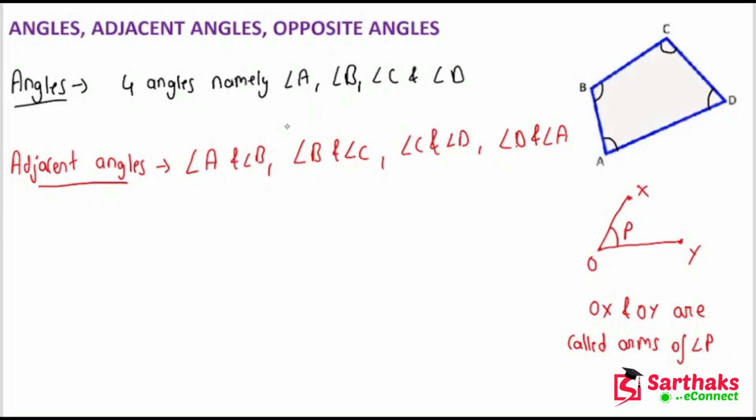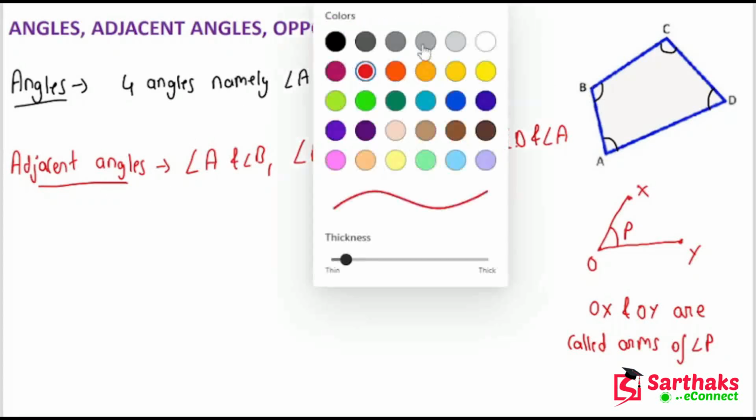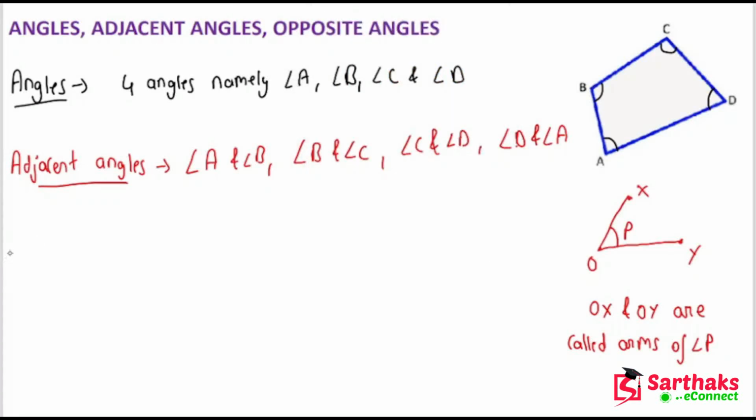Now, what are opposite angles? Certainly, if we have something called adjacent, meaning nearby angles, we must have opposite angles. So again, it is the same principle as we talked about in the sides. Adjacent sides had a common vertex. Adjacent angles have a common arm. Similarly, opposite sides were those which did not have any point common. Similarly, opposite angles are those which do not have an arm common, right?